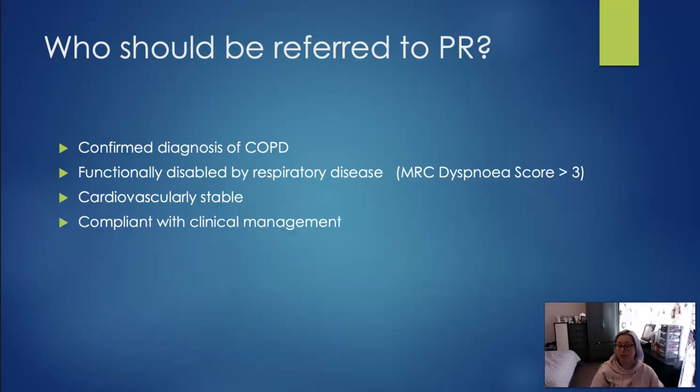And they've got to be compliant with clinical management. Again, there's no point referring patients to pulmonary rehab if they won't actually follow management or treatment plans from their GP or specialists, because if patients don't want to follow advice that might help them in one way, why would they follow help and advice in another way?